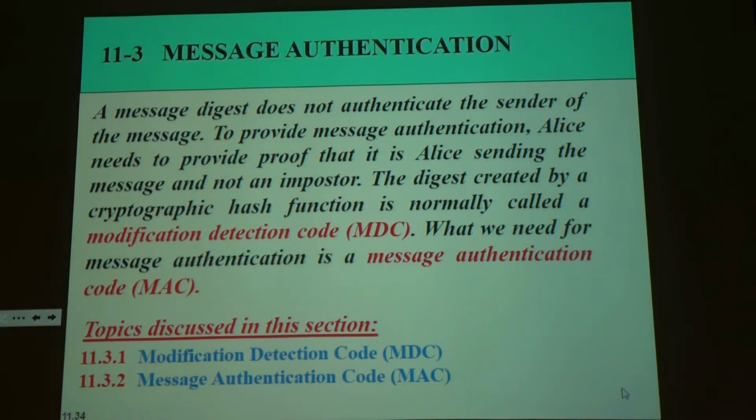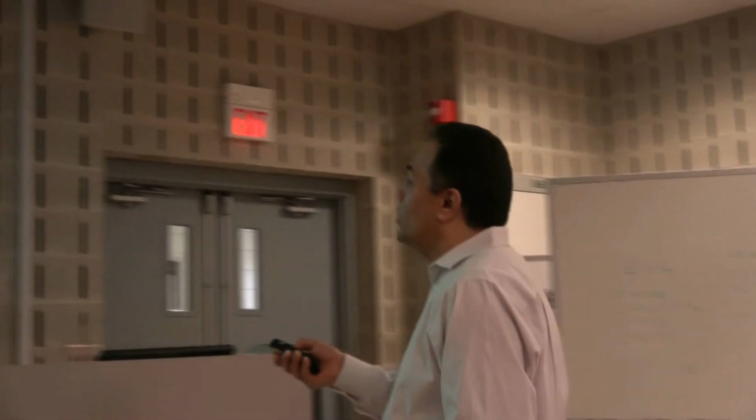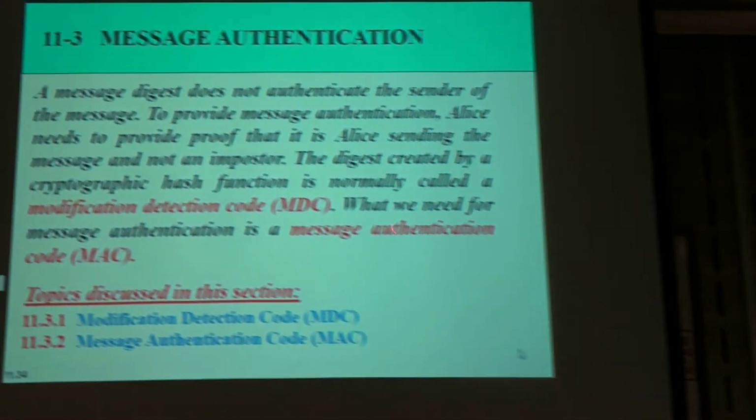Let's take a look at message authentication. A message digest does not authenticate the sender of the message. To provide message authentication, Alice needs to provide proof that it is Alice sending the message and not the imposter. The digest created by the cryptographic hash function is normally called a modification detection code. So you want to prevent modification. All right. What we need for message authentication is a message authentication code.